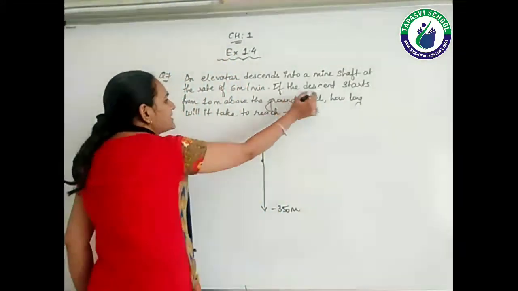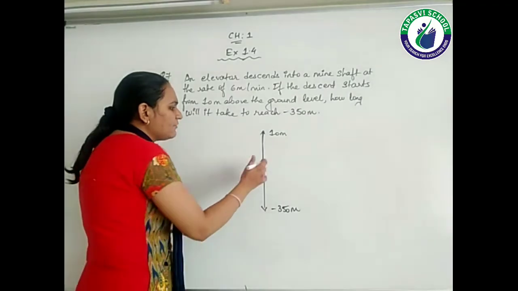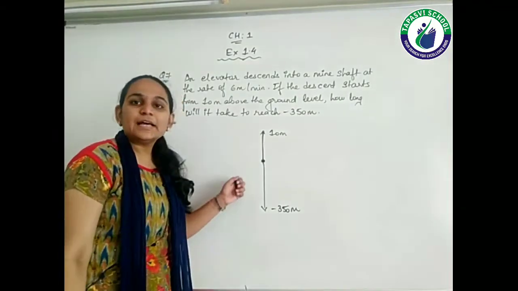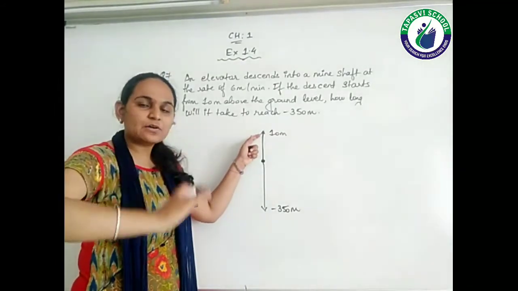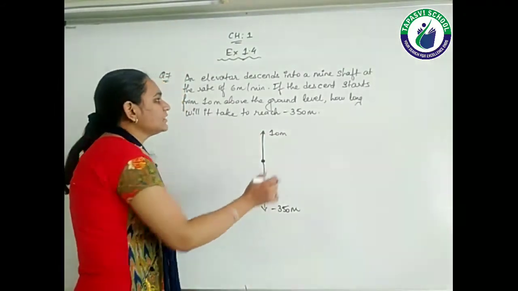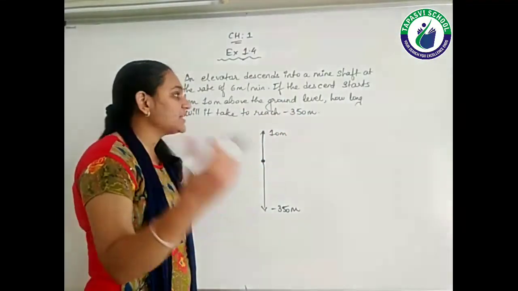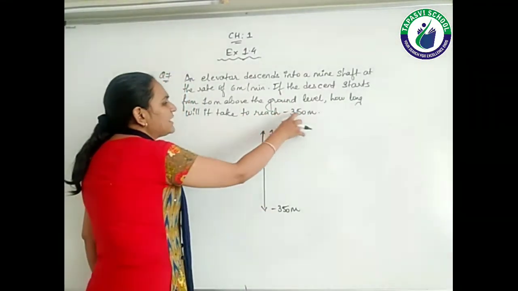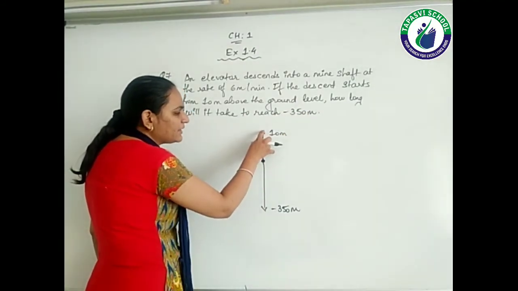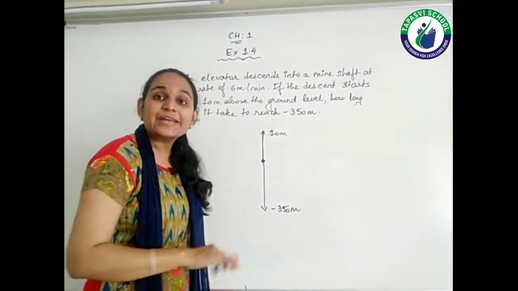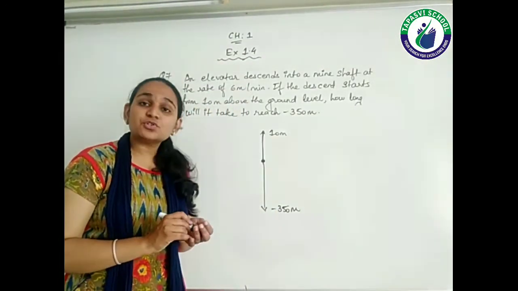So if the descent starts from 10 meters above the ground, okay? See here, for example, this is my ground, and the elevator is right now 10 meters above the ground. How long, I mean how much time, will it take to reach minus 350 meters? That means how much time will it require to go from here to 350 meters down, right? So let's see the solution, students.